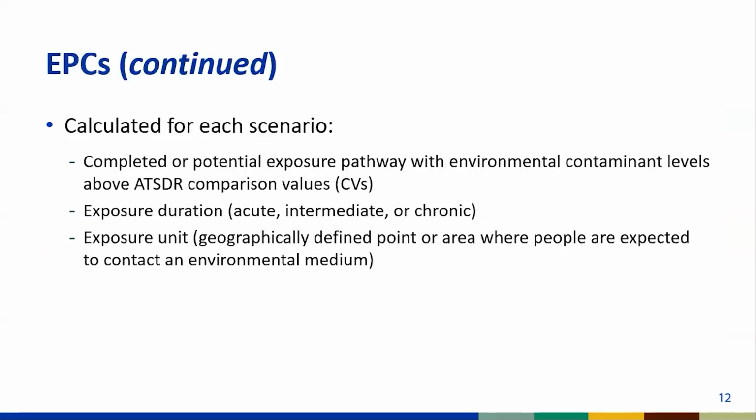EPCs are calculated for each unique and relevant exposure pathway, duration, and exposure unit. When we talk about exposure pathways, we're referring to each completed or potential exposure pathway with environmental contaminant levels above ATSDR comparison values. For exposure duration, we're referring to acute, intermediate, and chronic durations. For exposure units, we're referring to each unique geographic defined point or area where a person might come into contact with the contaminated medium.